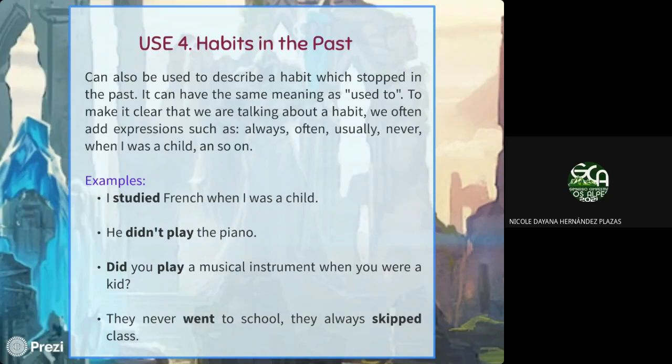No, he was just asking because of the system. Oh my God. So guys, habits in the past that you don't have anymore.